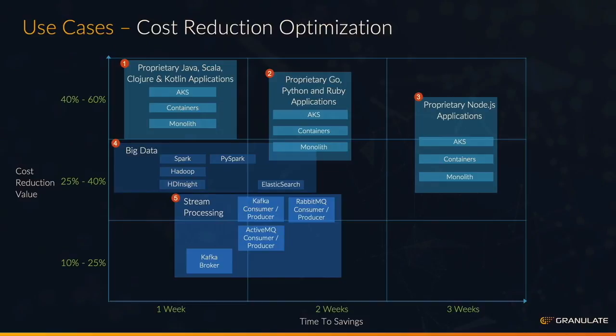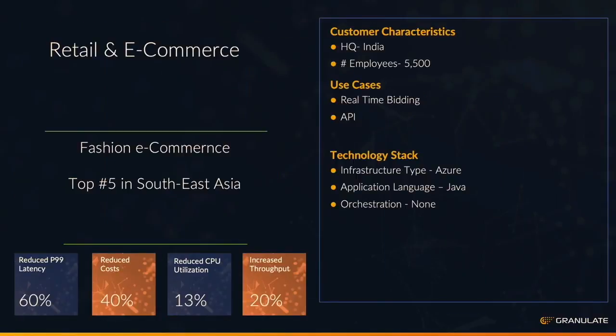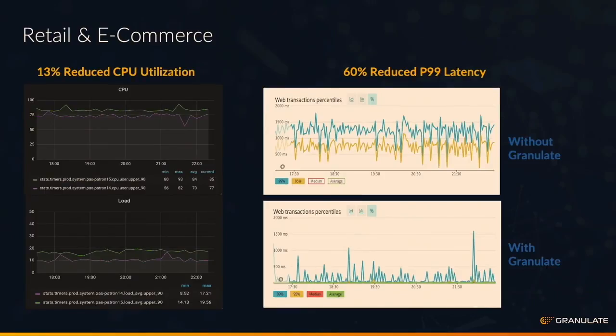And we also have here an example of one of our biggest Azure customers, which is one of the top 5 retailers and e-commerce sites in Southeast Asia. And you can see the benefit at the activation moment of Granulate, before and after, both in terms of CPU utilization and response time, translating to direct cost reduction.